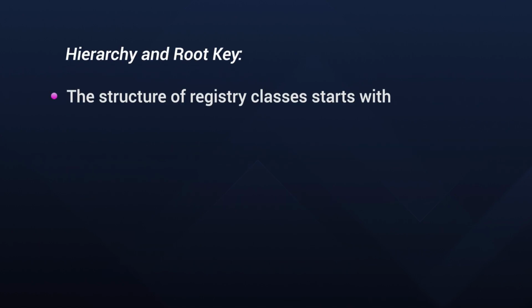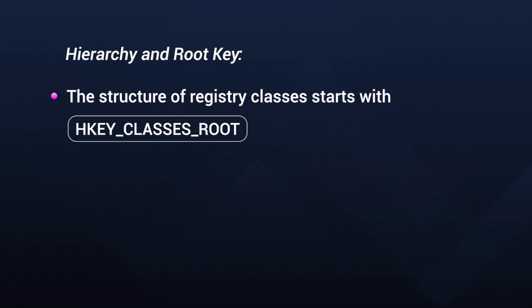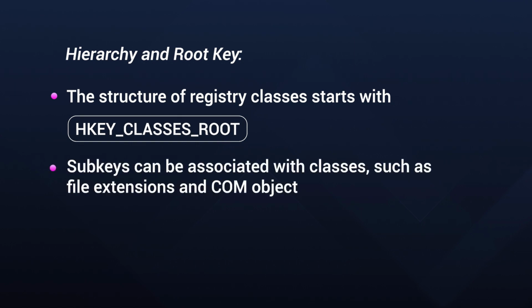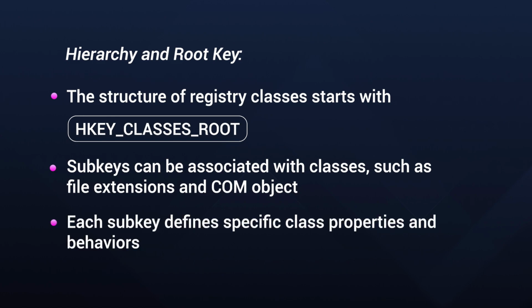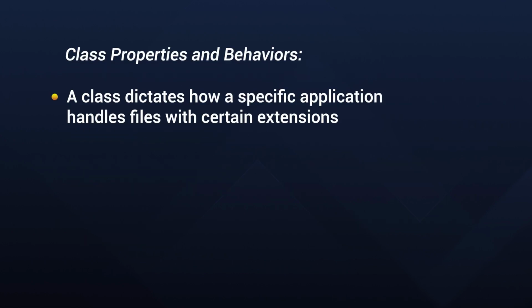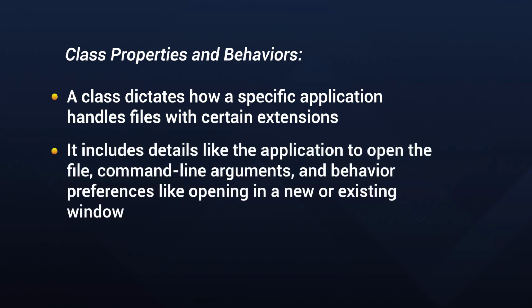The structure of registry classes starts with HKEY_CLASSES_ROOT. Subkeys under this root key represent various objects that can be associated with classes such as file extensions and COM objects. Each subkey defines specific class properties and behaviors. A class dictates how a specific application handles files with certain extensions. It includes details like the application to open the file, command line arguments, and behavior preferences like opening in a new or existing window.